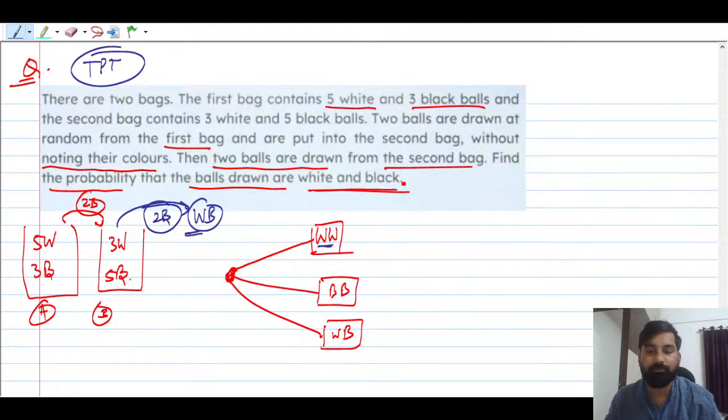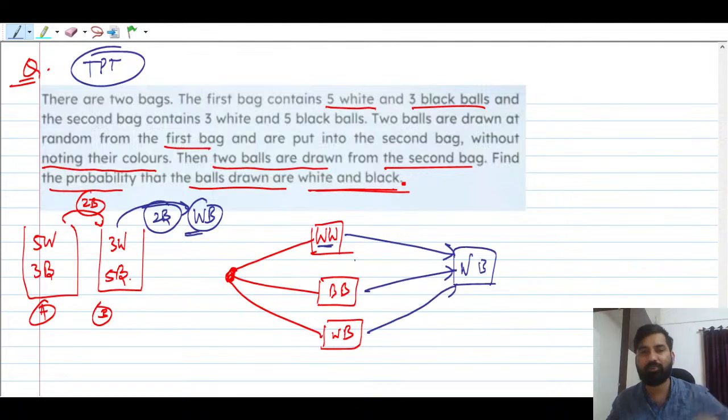Now what is the tree diagram here? How to find the probability here? You have to understand that. So here you are going to get WB. Now you just find out the probability and multiply, that's it. What is the probability? This 5C2 by 8C2. Now two blacks, that means 3C2 by 8C2.